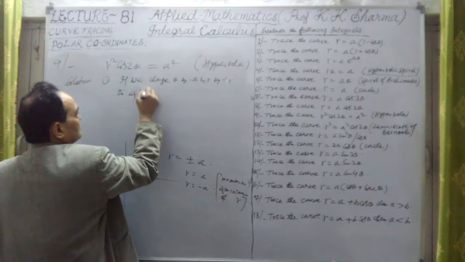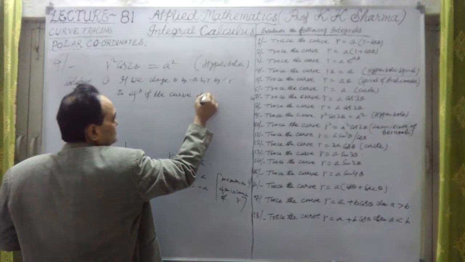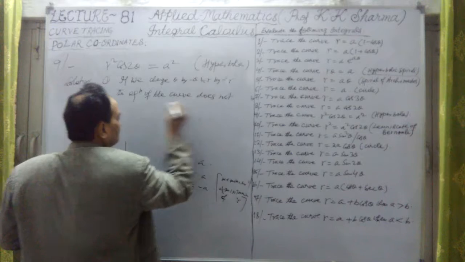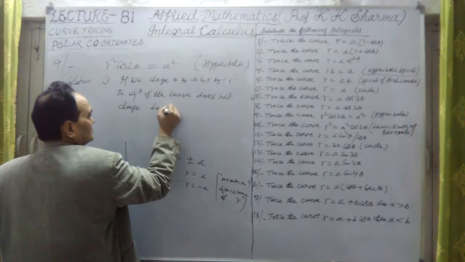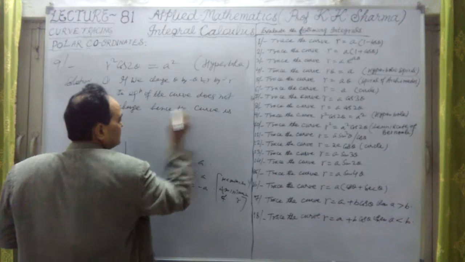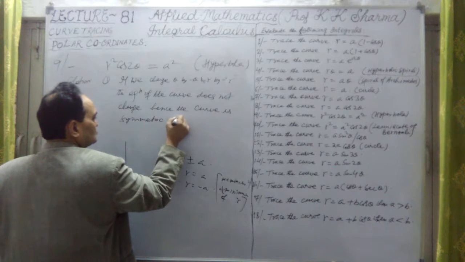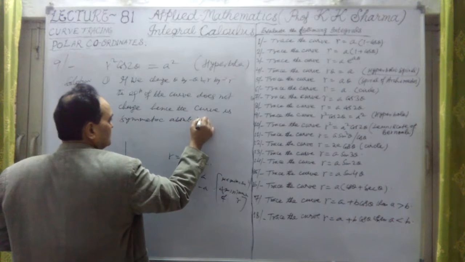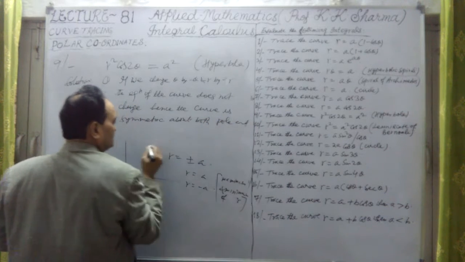The equation of the curve does not change. Hence, the curve is symmetric about both the pole and the initial line.